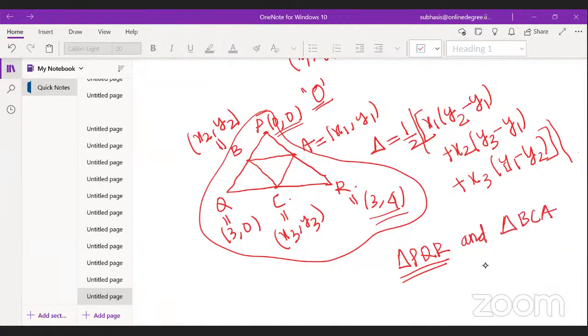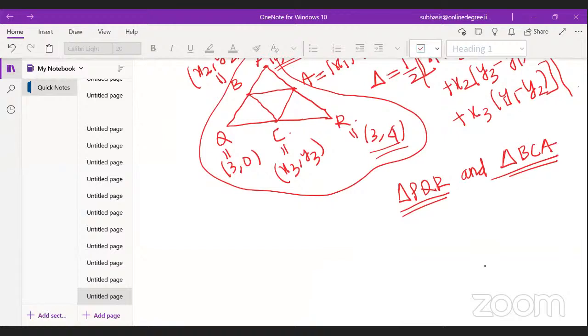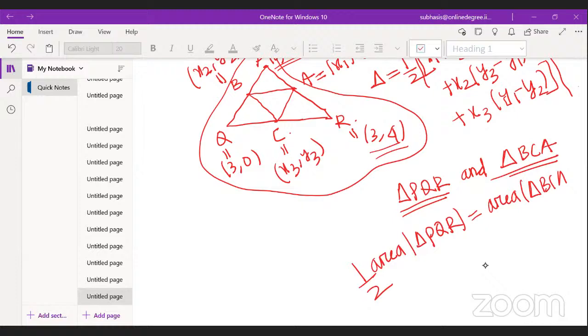I don't think so. You are expecting that half of the area of PQR should equal the area of BCA, right? Yes, sir. No.